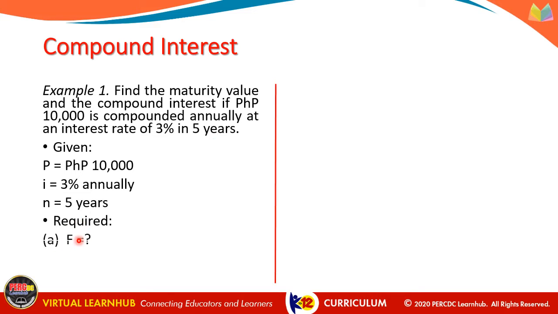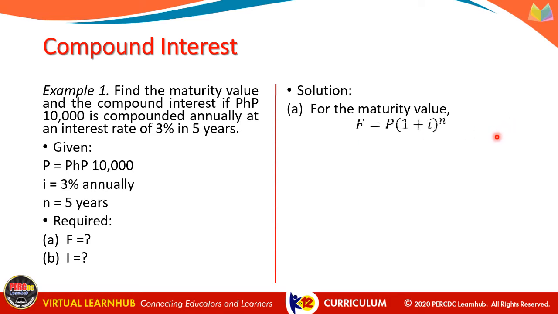We are required to solve for two things. First, the maturity value or the future value. And second, the interest earned. For our solution, for the maturity value, we use the formula F = P(1 + i)^n. Just substitute the given, and we will have F = 10,000(1 + 0.03)^5. The maturity value is 11,592.74.